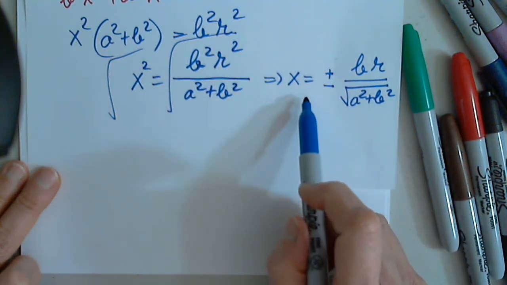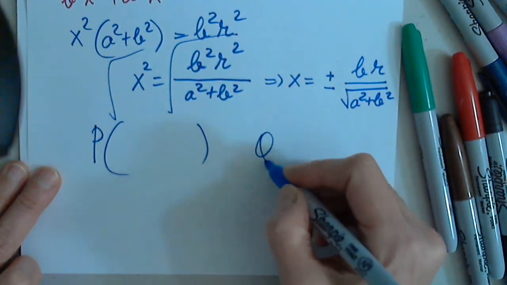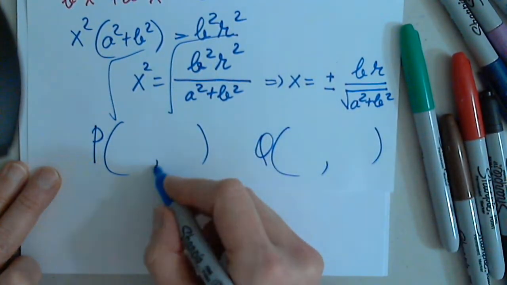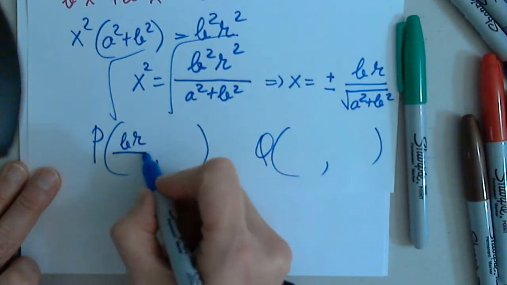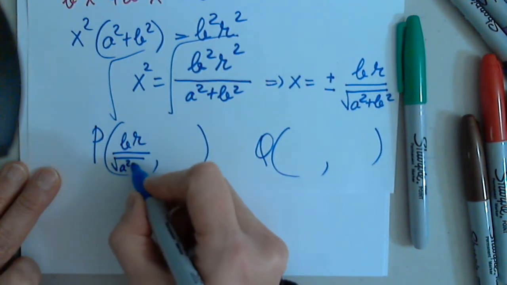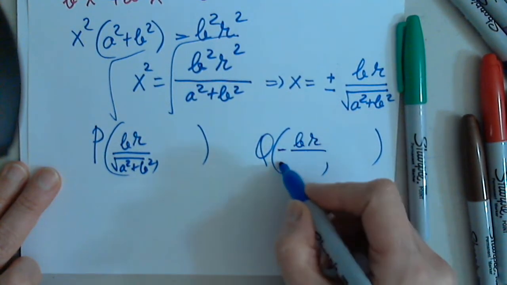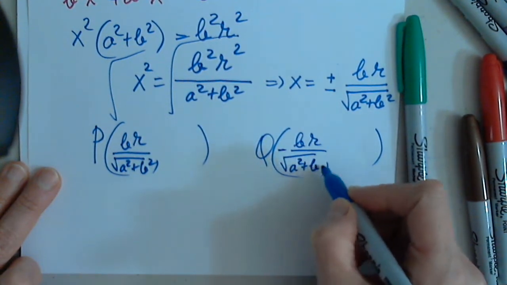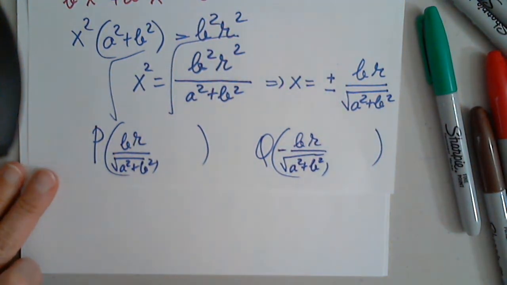I only have x. So I'm going to call them P and Q. I have the x coordinate, br over the square root of a squared plus b squared, and minus br over the square root of a squared plus b squared. But now I have to determine the y. How do I determine the y?